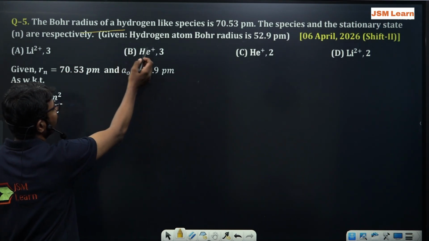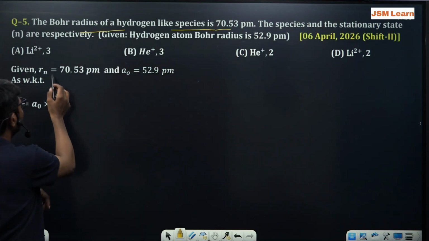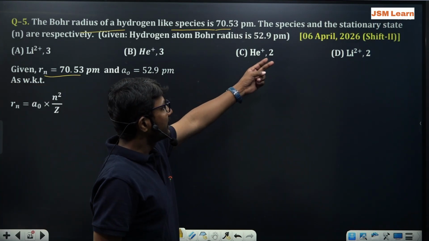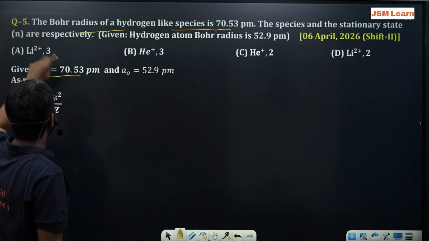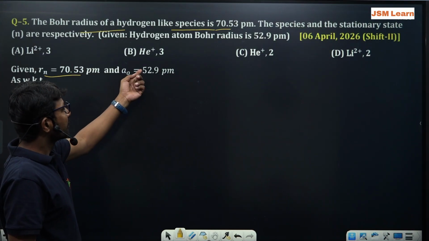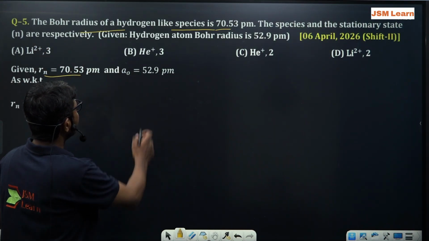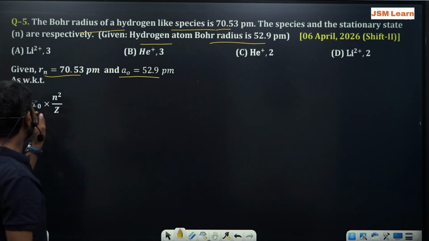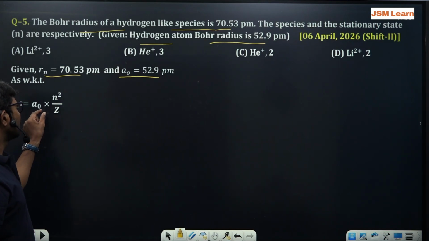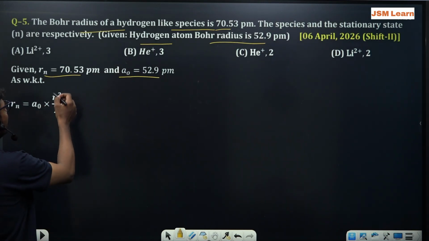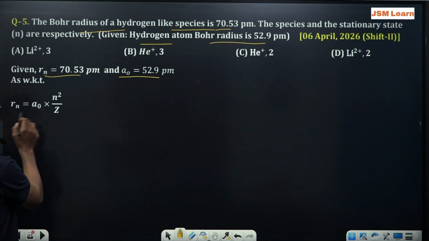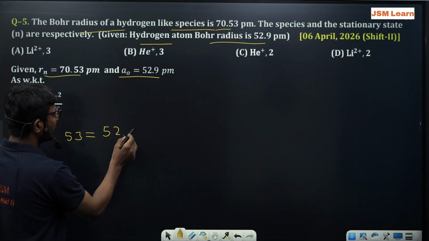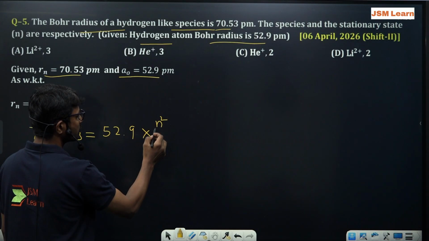The Bohr radius of a hydrogen-like species is provided as 70.53 picometer, and they are asking us for the species and the stationary state. We have to identify which ion it is and its state also. Given the hydrogen Bohr radius as 52.9 picometer. As we know the formula, radius equals a naught multiplied by n square upon z. So we have to identify the n and z values according to the given question. So Rn, 70.53 picometer, equals 52.9 picometer multiplied by n square upon z.